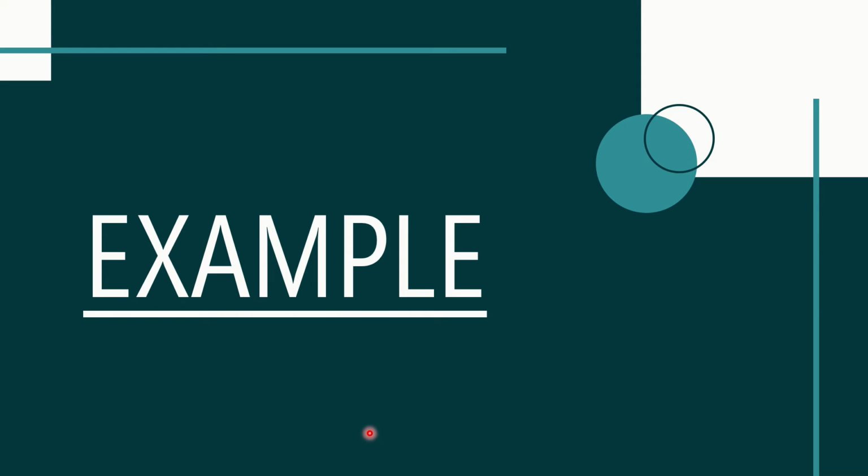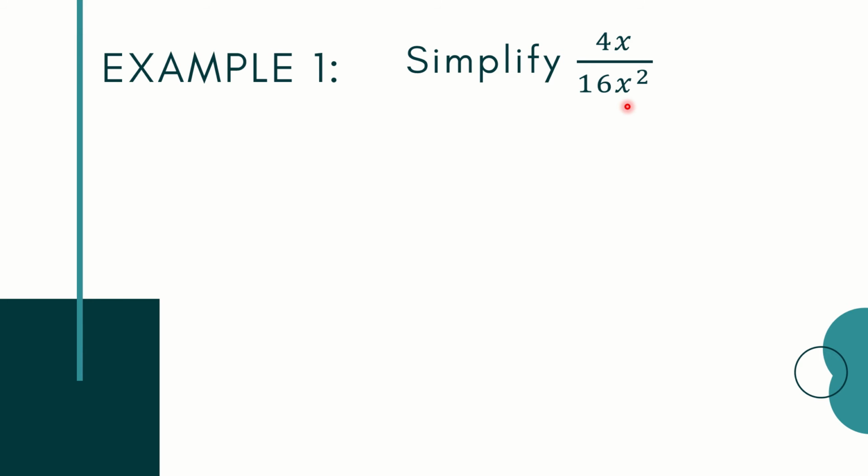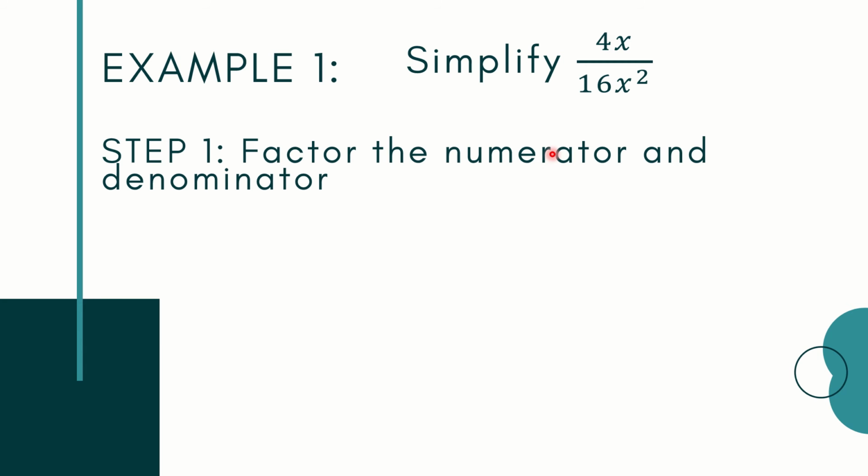So let's have an example expression, and we already know what is rational algebraic expression, that it is a fraction having a numerator and denominator of a polynomial. So, when we talk about simplify, it means i-reduce nato siya into lowest term. Same thing about fraction, di ba? When we talk about fraction, pwede nato siya ma-lowest term. So, same thing in rational algebraic expression. It can also be reduced or simplified. So, we have here our step 1, factor the numerator and denominator.